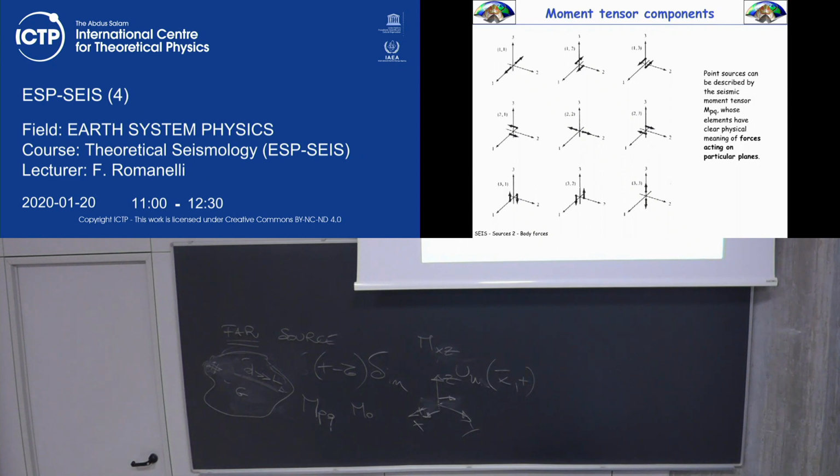The arm is here, the distance between the two points. Try to use your 3D imagination here. The arm is here. One index is telling you the direction of the forces. The second is telling you the direction of the arm. You see here? X, Y, Z, the second. Okay?